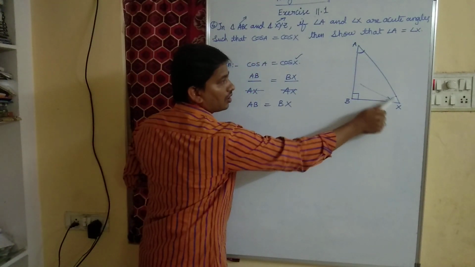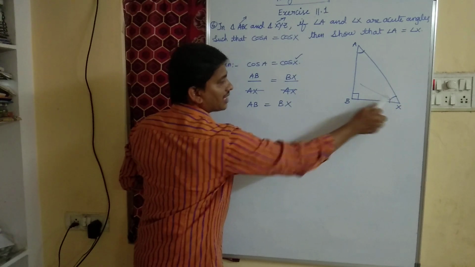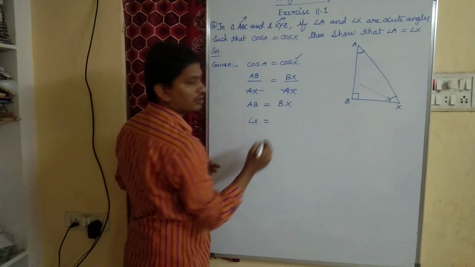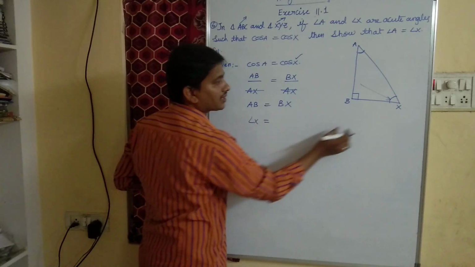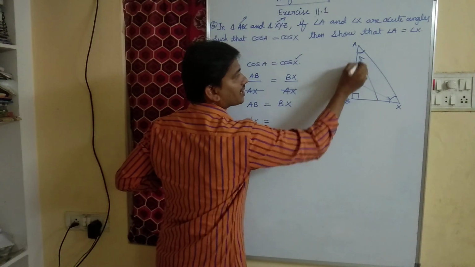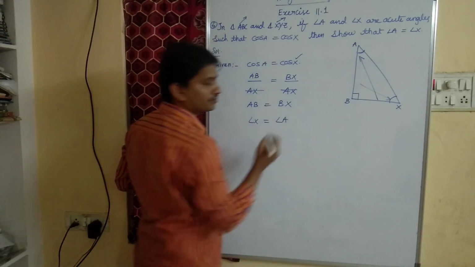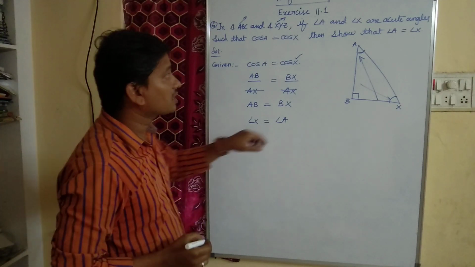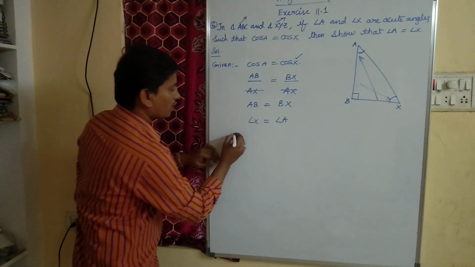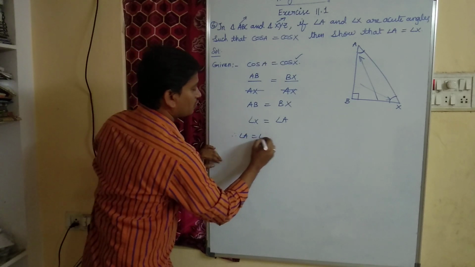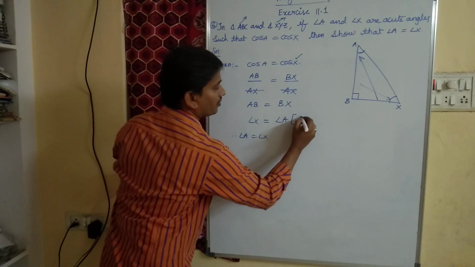What is the angle opposite to side AB? That is angle X, right? Now coming to what is the angle opposite to side BX? Angle opposite to side BX is angle A. See what they are asking to prove? They are asking to prove that angle A equal to angle X. Yes, of course we got angle A equal to angle X. What is the reason here?